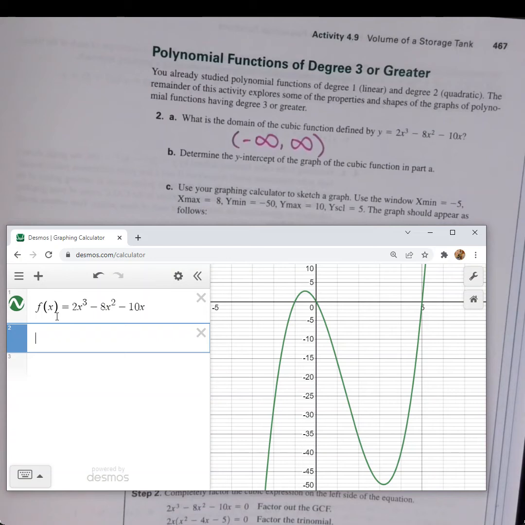Determine the y-intercept. Okay, the y-intercept is at (0, 0).